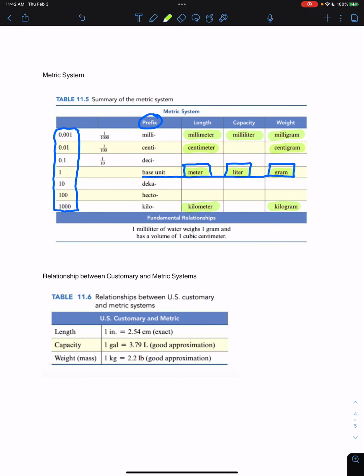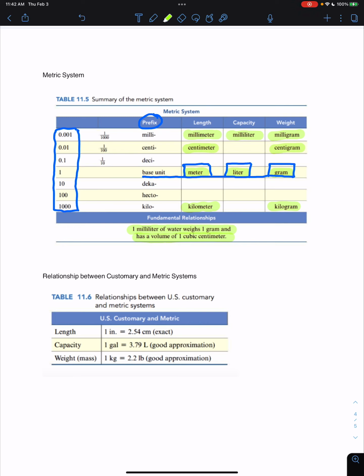Another thing that you will want to know is that 1 milliliter of water weighs 1 gram and has a volume of 1 cubic centimeter. So that's going to be helpful later when we do some conversions.